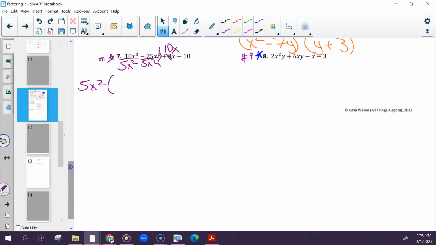What would be left if we divide those out? 2x squared minus 5. Right, and then bring down the plus. GCF of the second two? 10. 5 would work, but it's not the highest, so 10 would work.